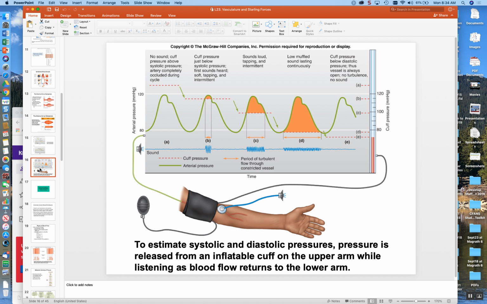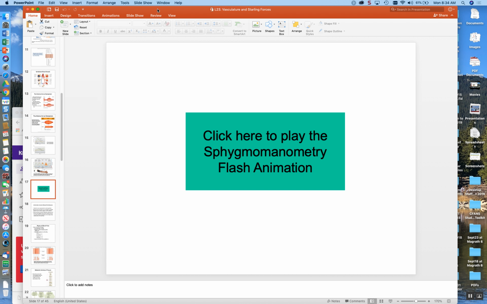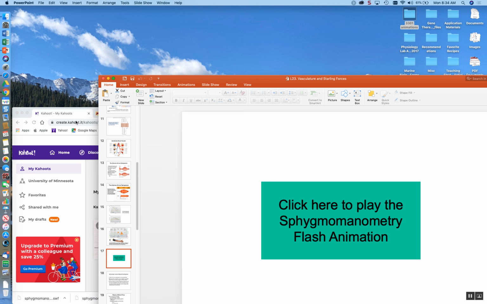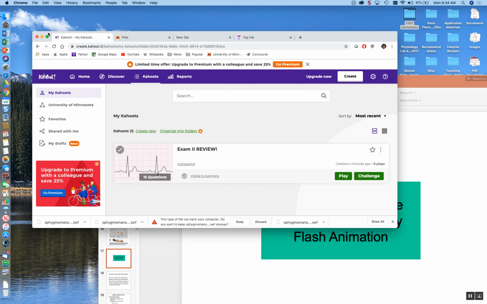To estimate the systolic and diastolic pressures, you put the blood pressure cuff over your arm, your biceps and triceps, and it's measuring the fluctuations in the brachial artery. This is basically how it goes. You do have this animation on your Canvas website.